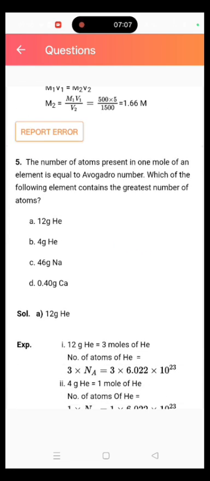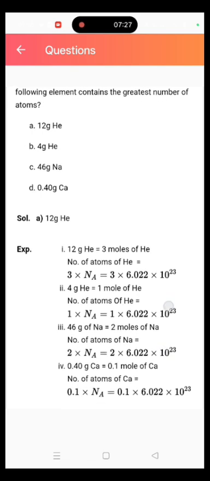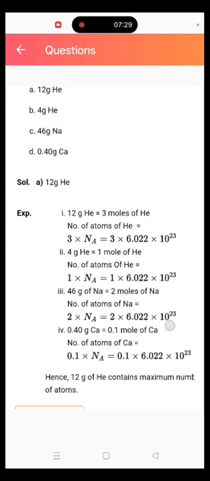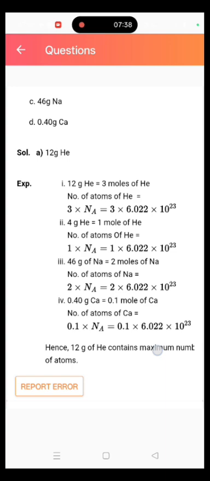The number of atoms is equal to number of moles into Avogadro number. So in the first case 3 into 6.022 into 10 raised to 23, then the second one 1 into 6.022 into 10 raised to 23, next one 2 into 6.022 into 10 raised to 23. And 0.40 calcium contains 0.1 mole, so 0.1 into 6.022 into 10 raised to 23. So out of which this is having maximum number of units? 12 gram of helium. Clear?